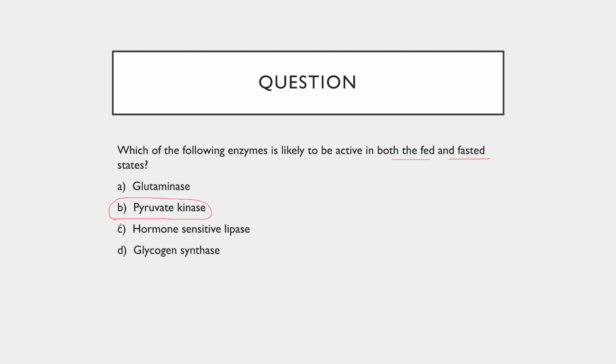That's in contrast to hormone-sensitive lipase, which is a fasted state enzyme. This enzyme is phosphorylated and active in the fasted state. And finally, glycogen synthase is a fed state enzyme, and it's dephosphorylated and active in the fed state. So the correct answer here is glutaminase. And this enzyme in the liver is going to be active in either the fed or the fasted state.